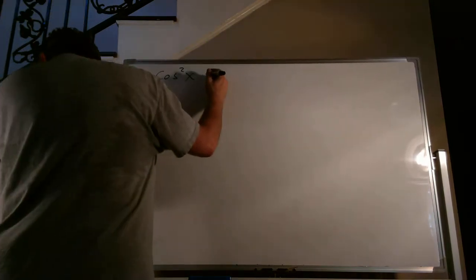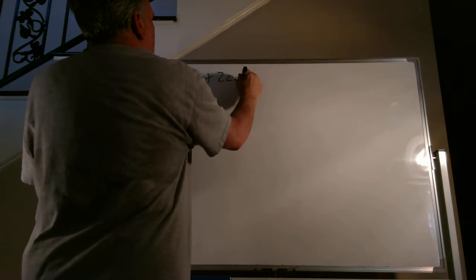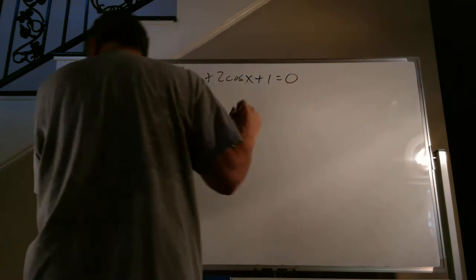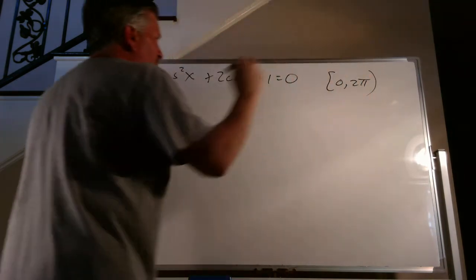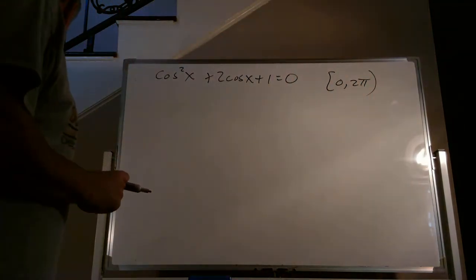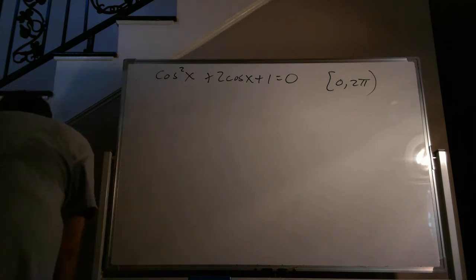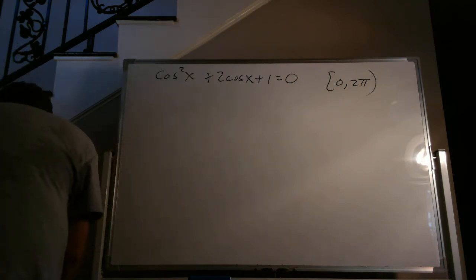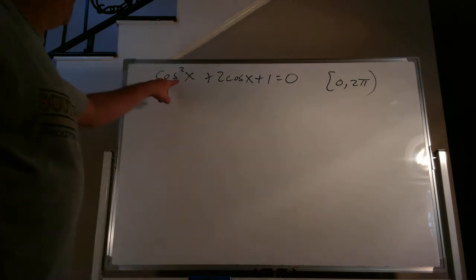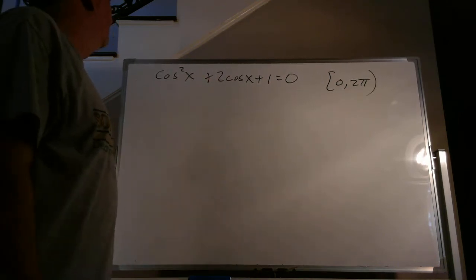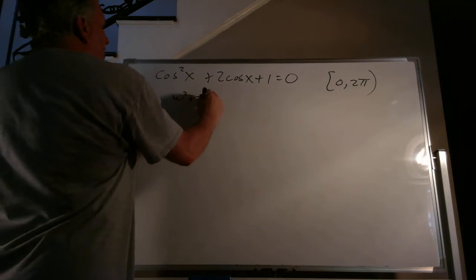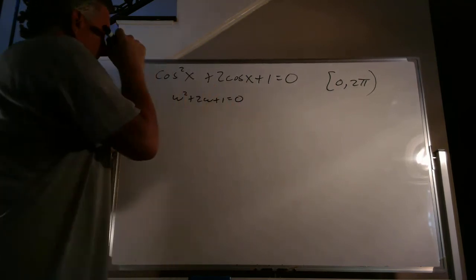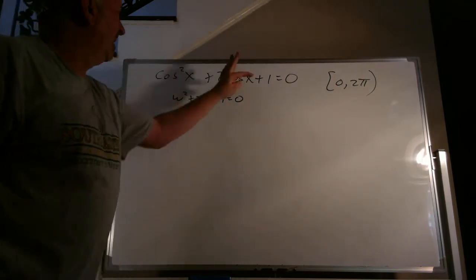The next one says solve the following: cosine squared x plus 2 cosine x plus 1 is 0. And we're going again from 0 to 2 pi. Just one revolution in radians. Okay. Well, what does this problem look like? If cosine x were like w, what would this equation look like? It'd be w squared plus 2w plus 1 is 0, wouldn't it? If I replace cosine x with w, that's what it would look like.